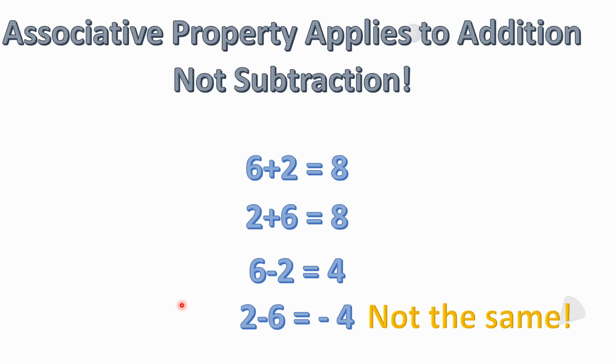Then you also have properties. I'm sure Nigel doesn't remember these either, but the associative property applies to addition and not subtraction, where you have 6 plus 2 is 8, 2 plus 6 is 8, 6 minus 2 is 4, but that does not mean that 2 minus 6 is 4. 2 minus 6 is negative 4. It's not the same thing. So there is a difference there between addition and subtraction. But other than that, it doesn't matter the order.